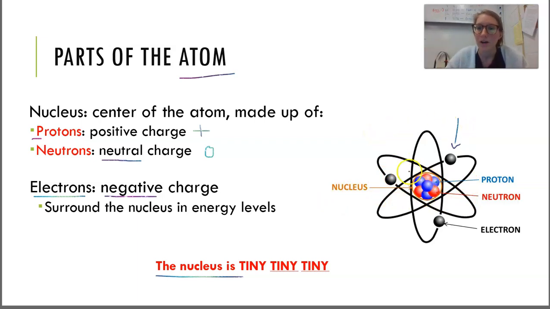So an atom is, again, the nucleus made up of protons, which are positively charged, and the neutrons, which are neutral. Neutron sounds like neutral, in the nucleus. And then the electrons are all around the outside, very, very far from the center, and are negatively charged and surround it.